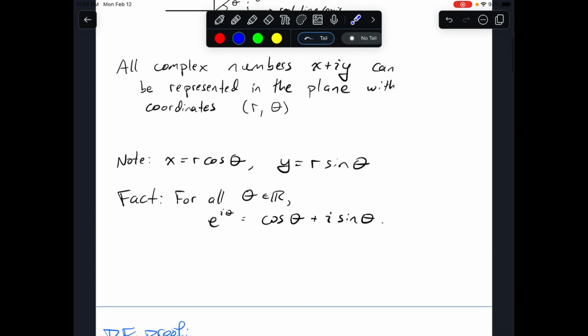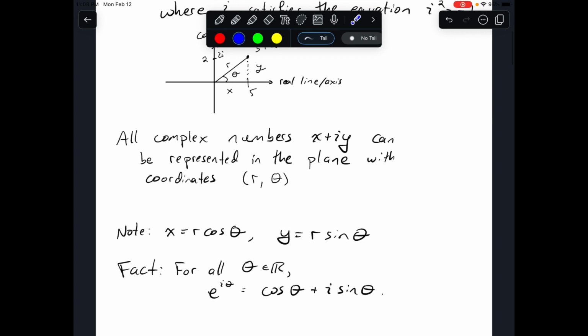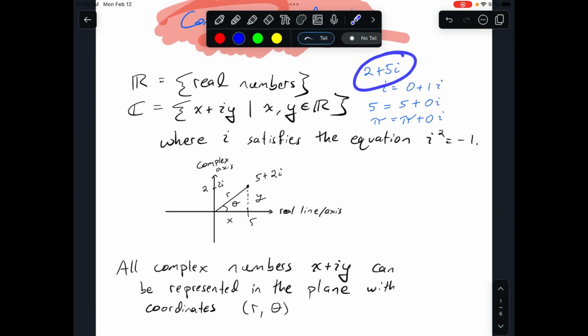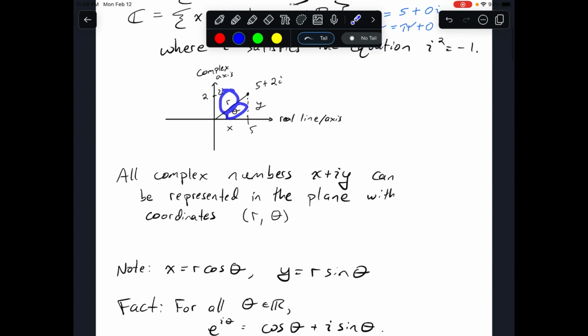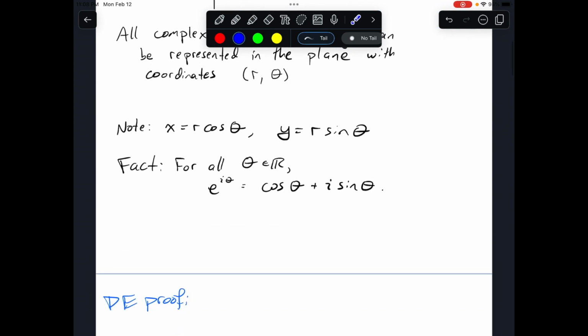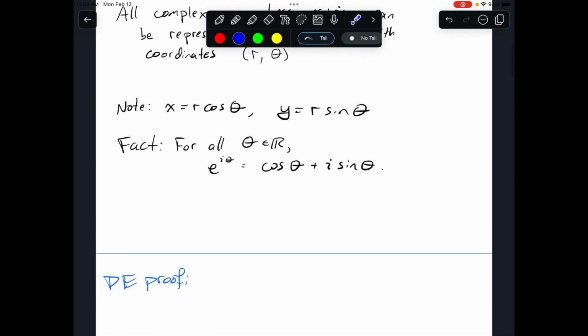And so this basically gives us a way to go between representing a number like 2 plus 5i and representing a number with these r, theta coordinates. I'll show you what I mean by that in a little bit. But before I get to that, I want to actually prove this to you. I'm going to show you two proofs.